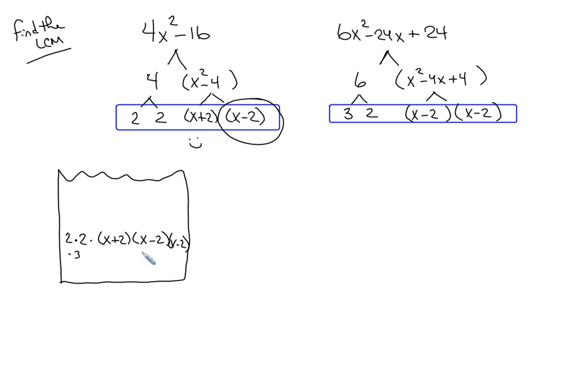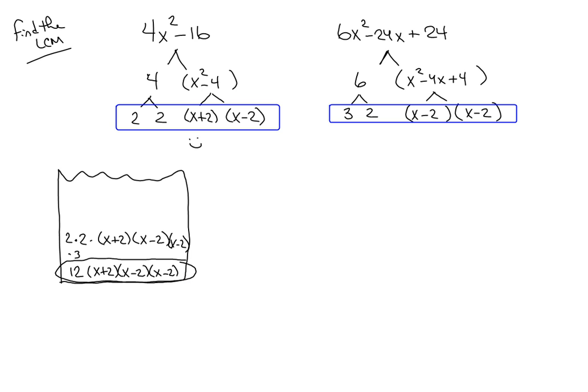Okay. We now multiply this stuff together. What's 2 times 2 times 3? 12. Then we have an x plus 2, and then we have an x minus 2, and then we have another x minus 2. This is our LCM. Does everybody see how that works?